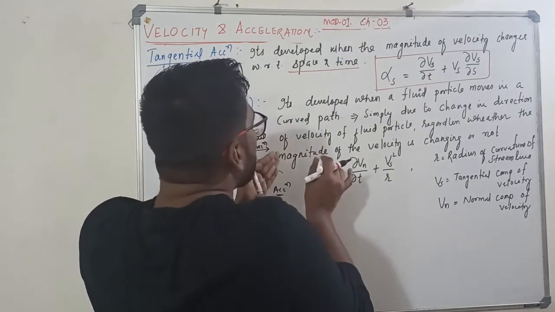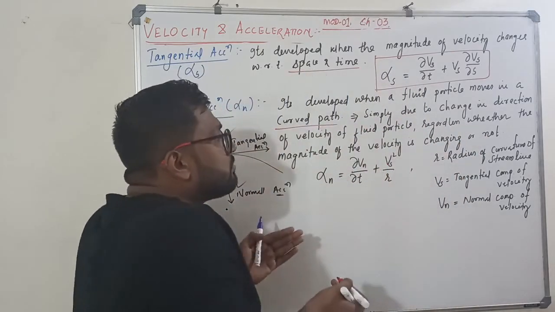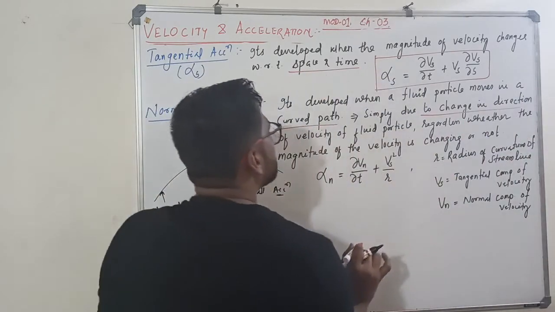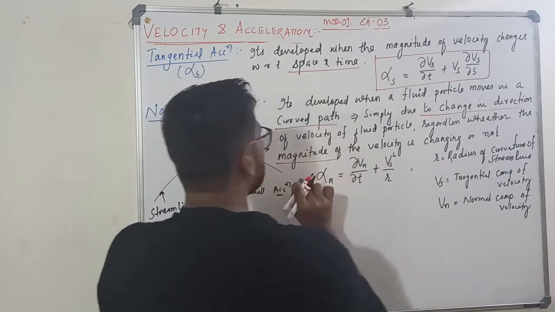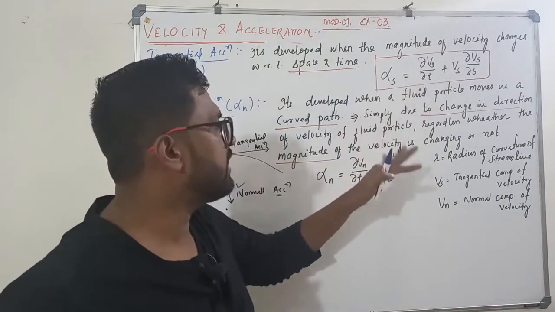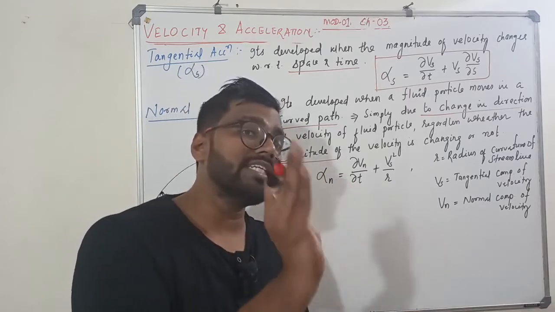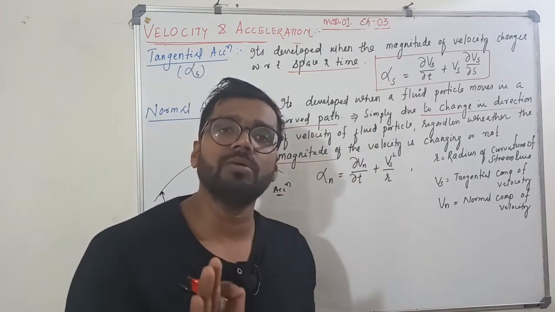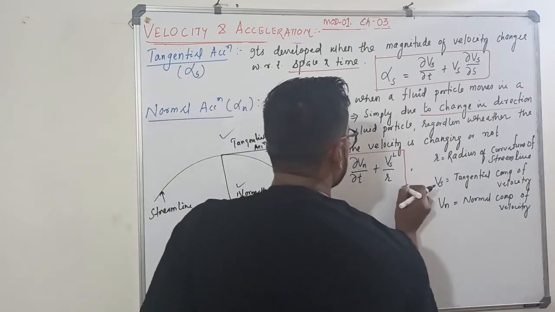In normal acceleration, it is due to the fact that it is moving in a curved path. That means simply due to the change in direction of velocity, and regardless of whether the magnitude of the velocity is changing or not, we are not bothered. Here we are not bothered about the magnitude of velocity, but we are taking care of the change in direction of the velocity. That's why the normal component of acceleration is coming. So in this case, alpha n equal to this.